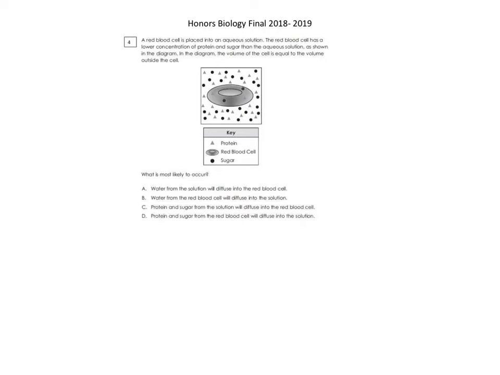So now your job is to figure out why the answer here is that water from the red blood cell will diffuse out. Remembering that according to the problem, the red blood cell has lower concentration. So if the red blood cell has lower concentration, then you know that this is high and this is low.